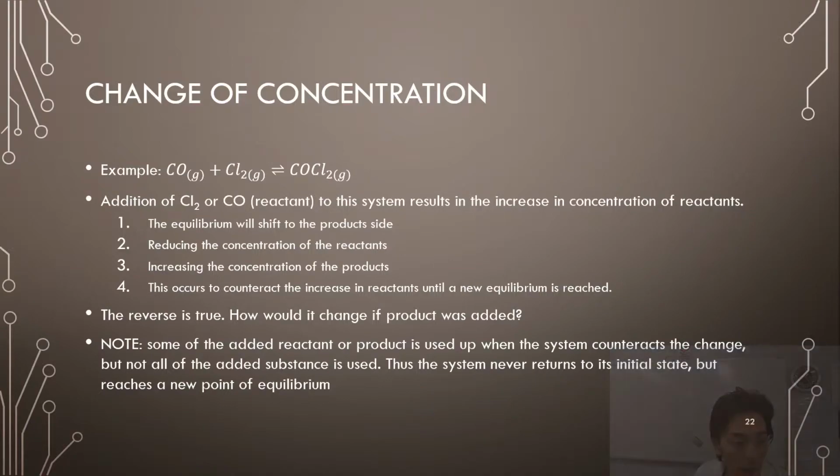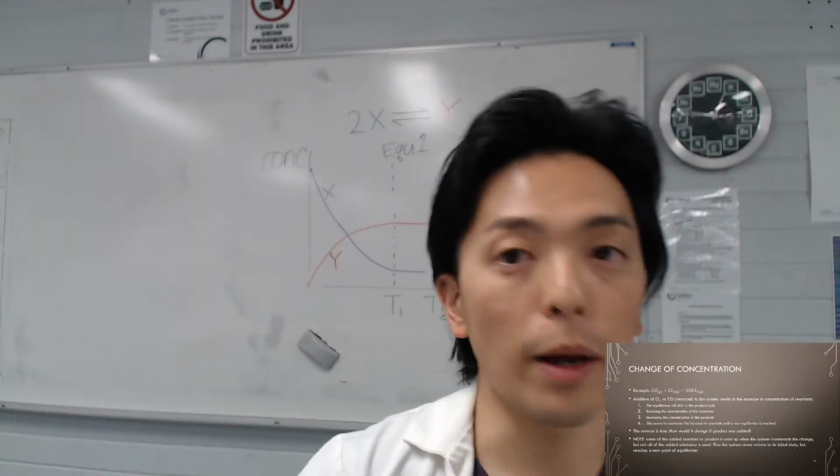Please note there that some of the added reactant or product is used up when the system counteracts the change, but not all of the added substance is used. Thus, the system never returns to its initial state, but reaches a new point of equilibrium. Let's look at that in a graphical manner.